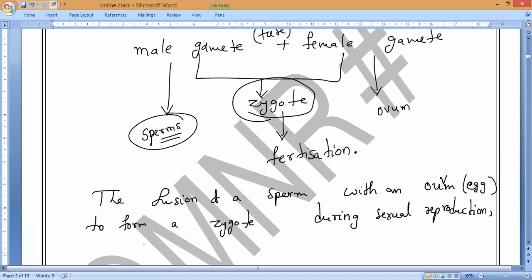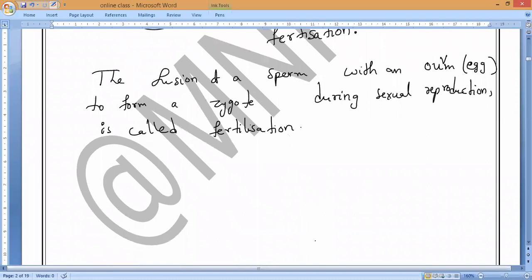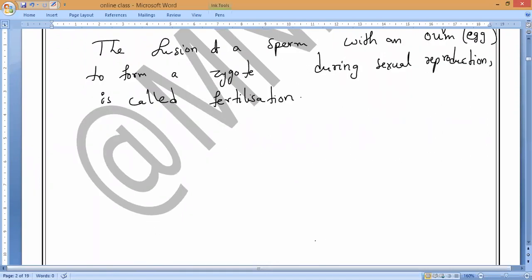During sexual reproduction, what do we call it? It is called fertilization. So, as we know, the process of fertilization will produce a new cell called a zygote, simply put.